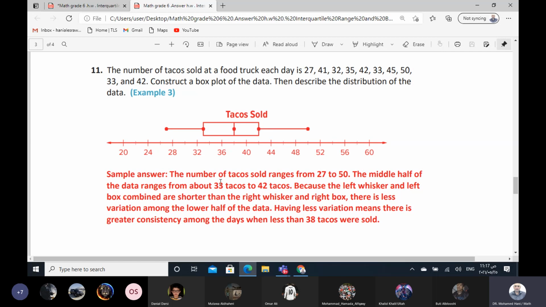Then the description will be: the number of tacos sold ranges from 27 to 50. And the middle half of the data ranges from 33 to 42 tacos, because the left whisker and the left box combined are shorter than the right whisker and the right box. There is less variation among the lower half of the data, and less variation means there is greater consistency among days when less than 38 tacos were sold. Who has any question here?